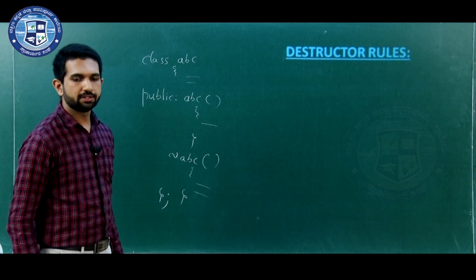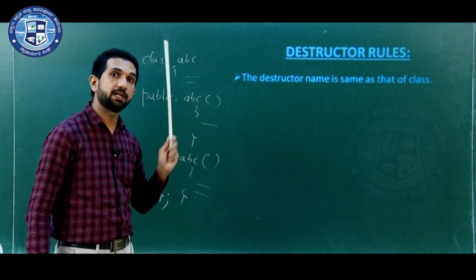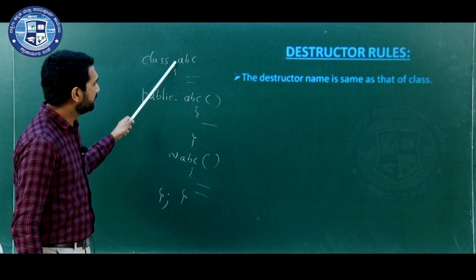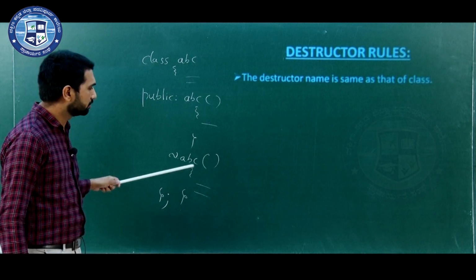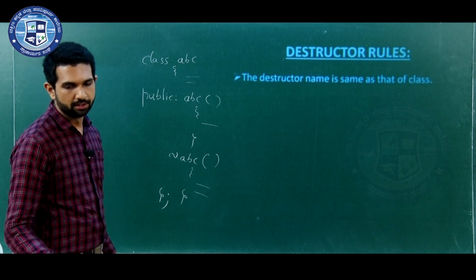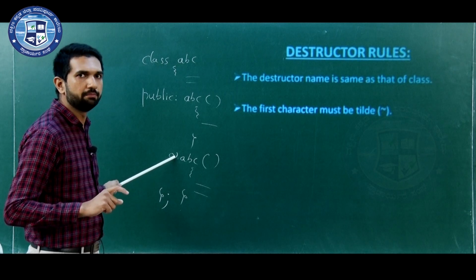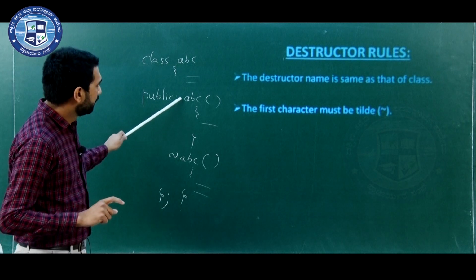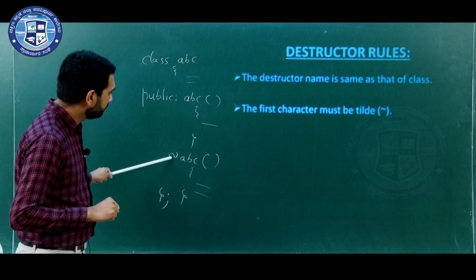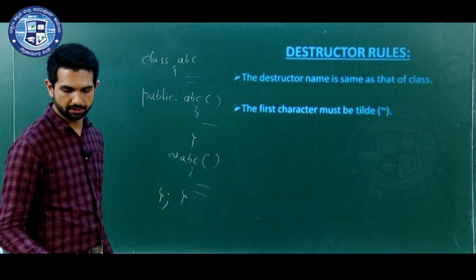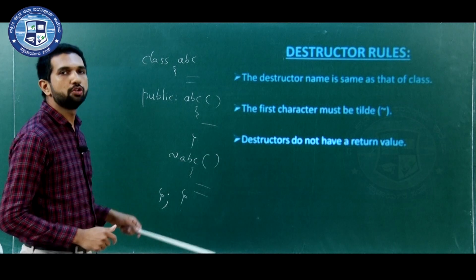So the destructor rules we will observe initially. So always destructor name is same as that of class name. If class name is ABC, then constructor name should also be ABC. Similarly, destructor name should also be ABC. It should match. And then the first character of destructor should always be the tilde symbol. Remember, there is no preceding symbol for constructor, whereas in case of destructor there should be a prefix tilde symbol. Remember this.